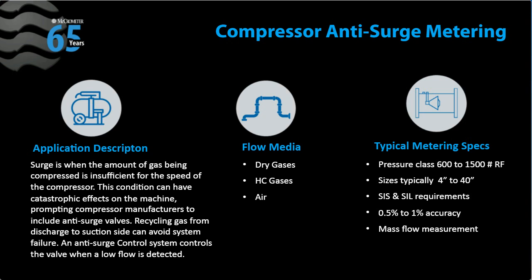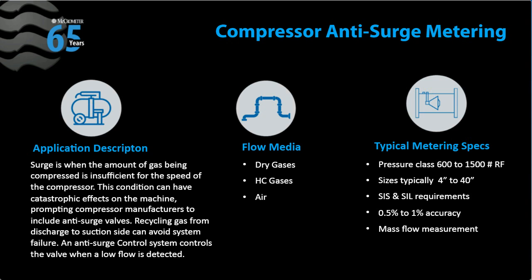And an anti-surge control system controls the valve whenever a low flow is detected. Common flow media that we see in these types of applications include dry gases, hydrocarbon gases, and air. The typical line sizes are anywhere from 4-inch to 40-inch. Pressure classes range from class 600 to class 1500. And there are safety instrumented system and safety integrity level requirements.